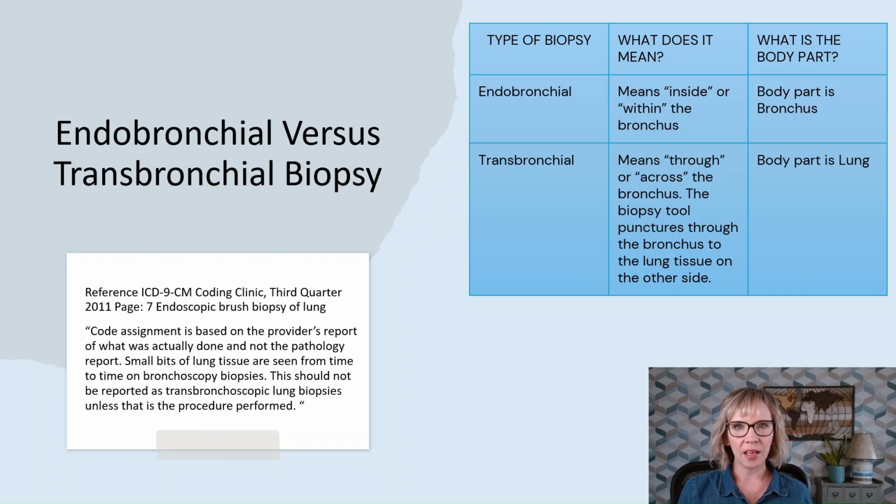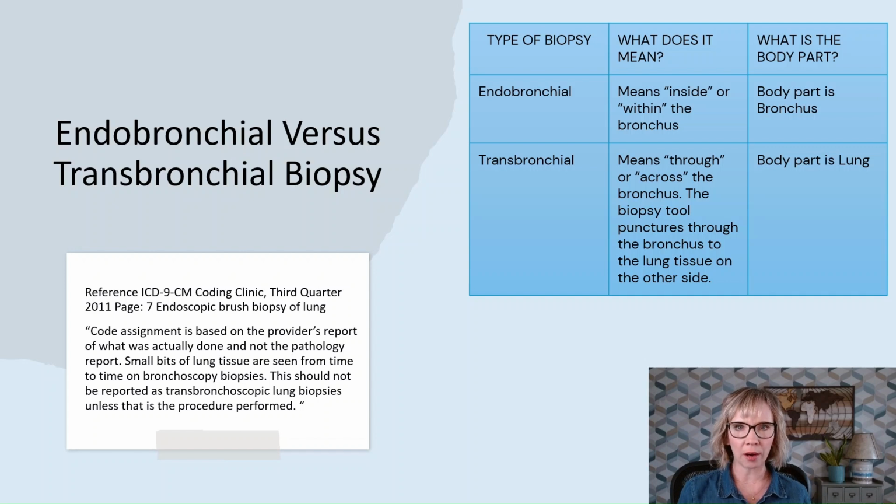the bronchus. When we're coding procedures, we should always base our decisions according to what the physician describes doing during the procedure. However, understanding common terminology is necessary for accurate code selection. Biopsies described as endobronchial refer to biopsies of bronchial tissue. Endobronchial means inside or within the bronchus. Biopsies described as transbronchial refer to biopsies of lung tissue. Transbronchial means through or across the bronchus.